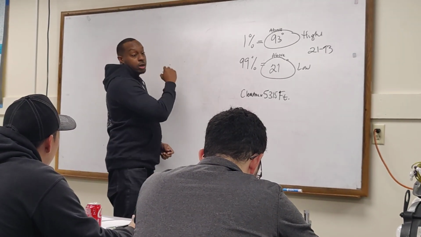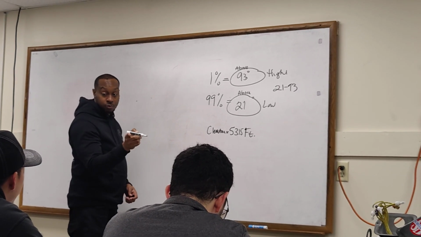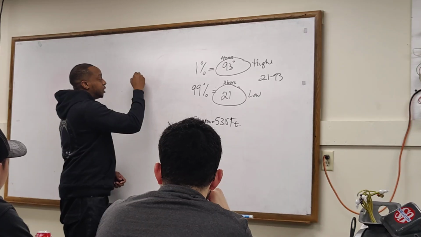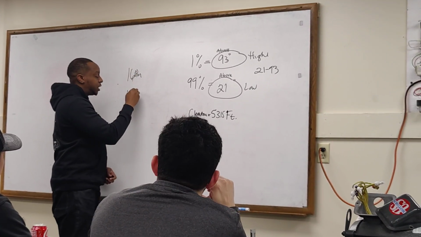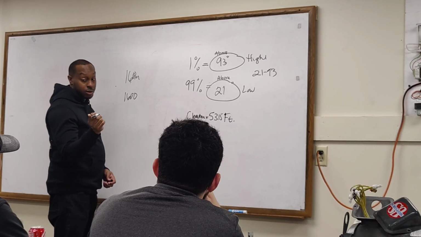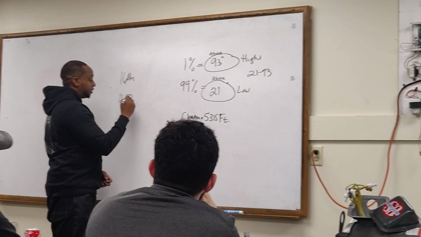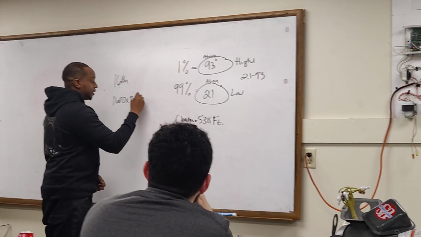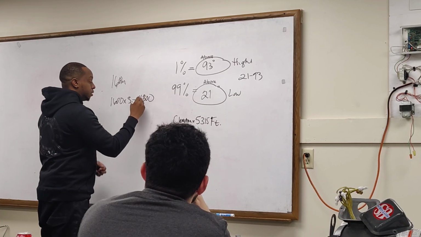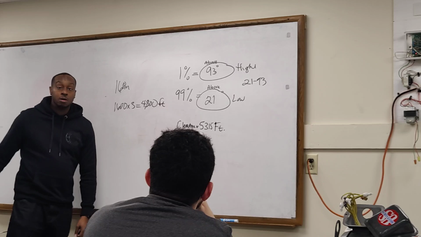So anybody ran track? Any of y'all run track? 1,600 — a mile is right, but it's 1,600 what? Meters, right? 1,600 meters. So all you gotta do is 1,600 times meters to feet. Meters to feet is what? 3 feet in a meter. So 4,800 feet is a mile in the air.